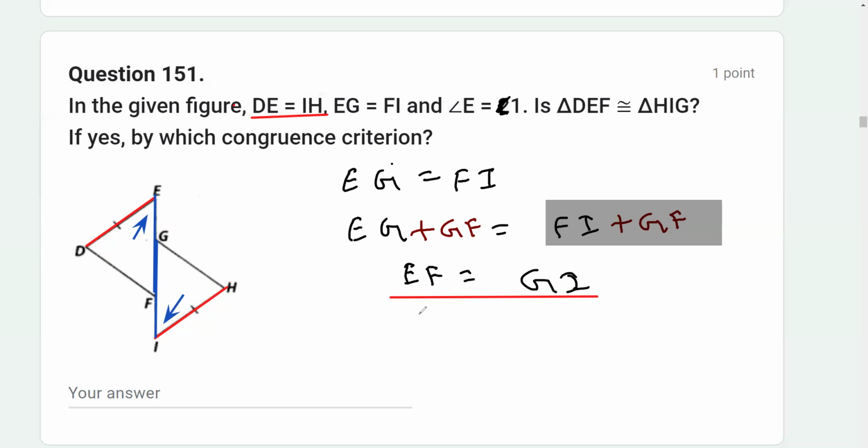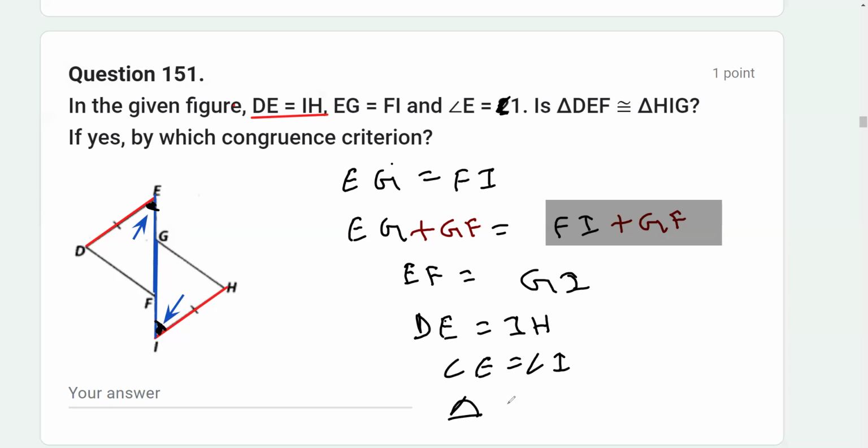So I should write down the reason here. That is, after considering the triangle, we'll say this is DE is equal to IH. And further, we have this angle E is equal to angle I. So you can see that this angle is sandwiched between the two sides, and therefore the triangles will be congruent.